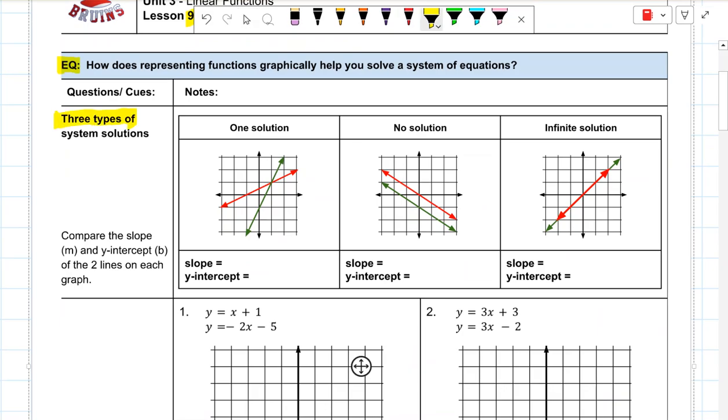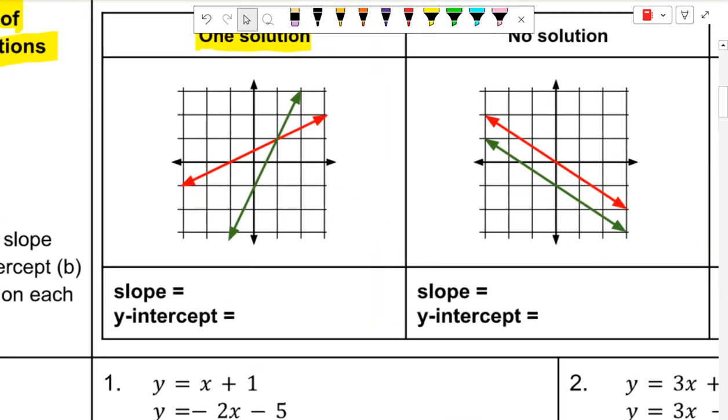We have three types of systems of solutions. The first one is one solution. On this one, you can see a green line and a red line. Now on your notes, they'll be in black, but on the screen they are red and green. The first one, we'll call red, has a definite slope. You can measure it from one point to another. So it's up 1 to the right 2, so we have a rise over our run.